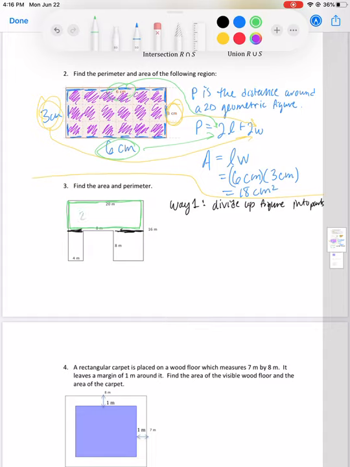We know the length is 20 meters. And we don't know the height, but we could deduce the height from what's given. This distance right here is 8. It's the same as this distance here. And then the whole thing here is 16 meters. So that means this top part must also be 8 meters. Okay? So it's 20 meters by 8 meters.